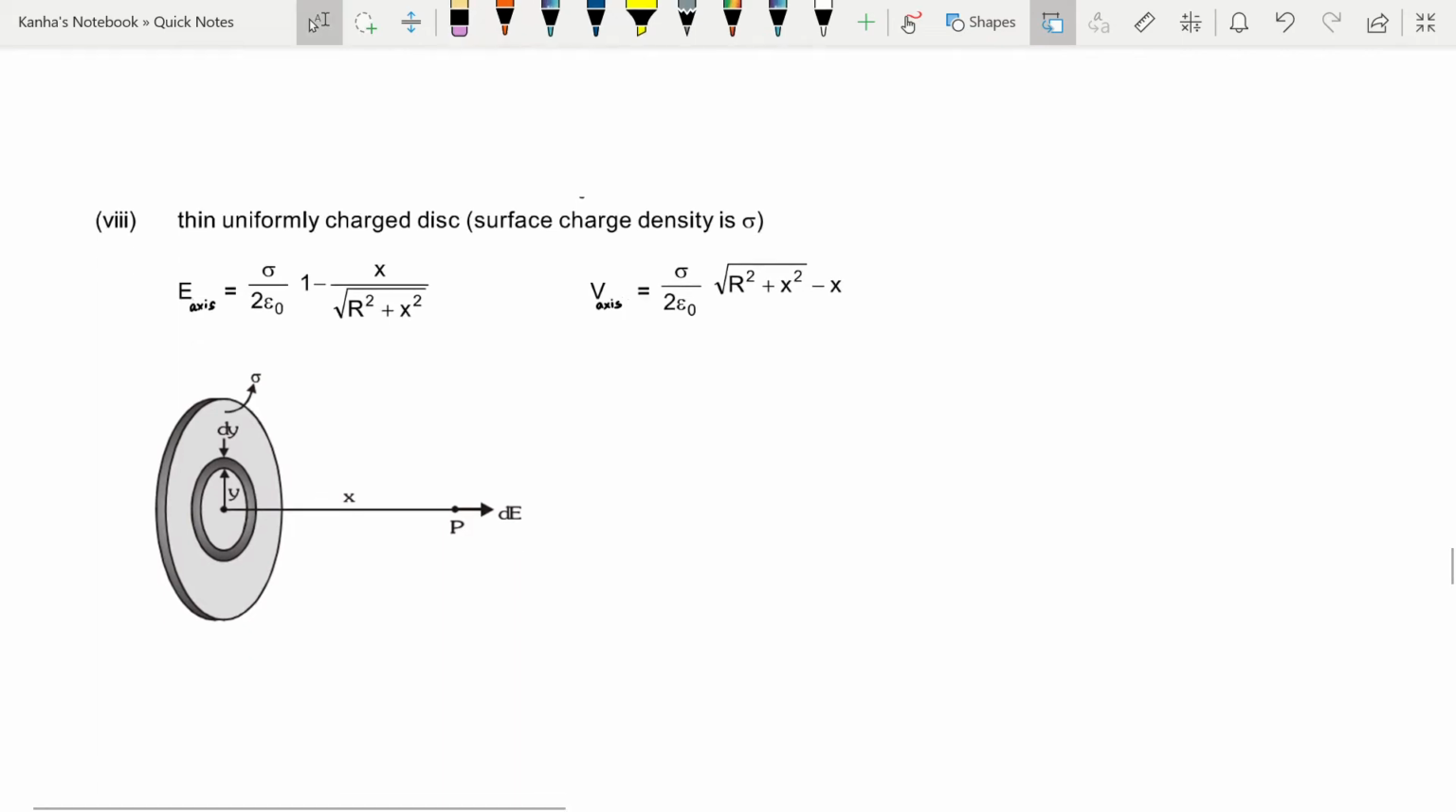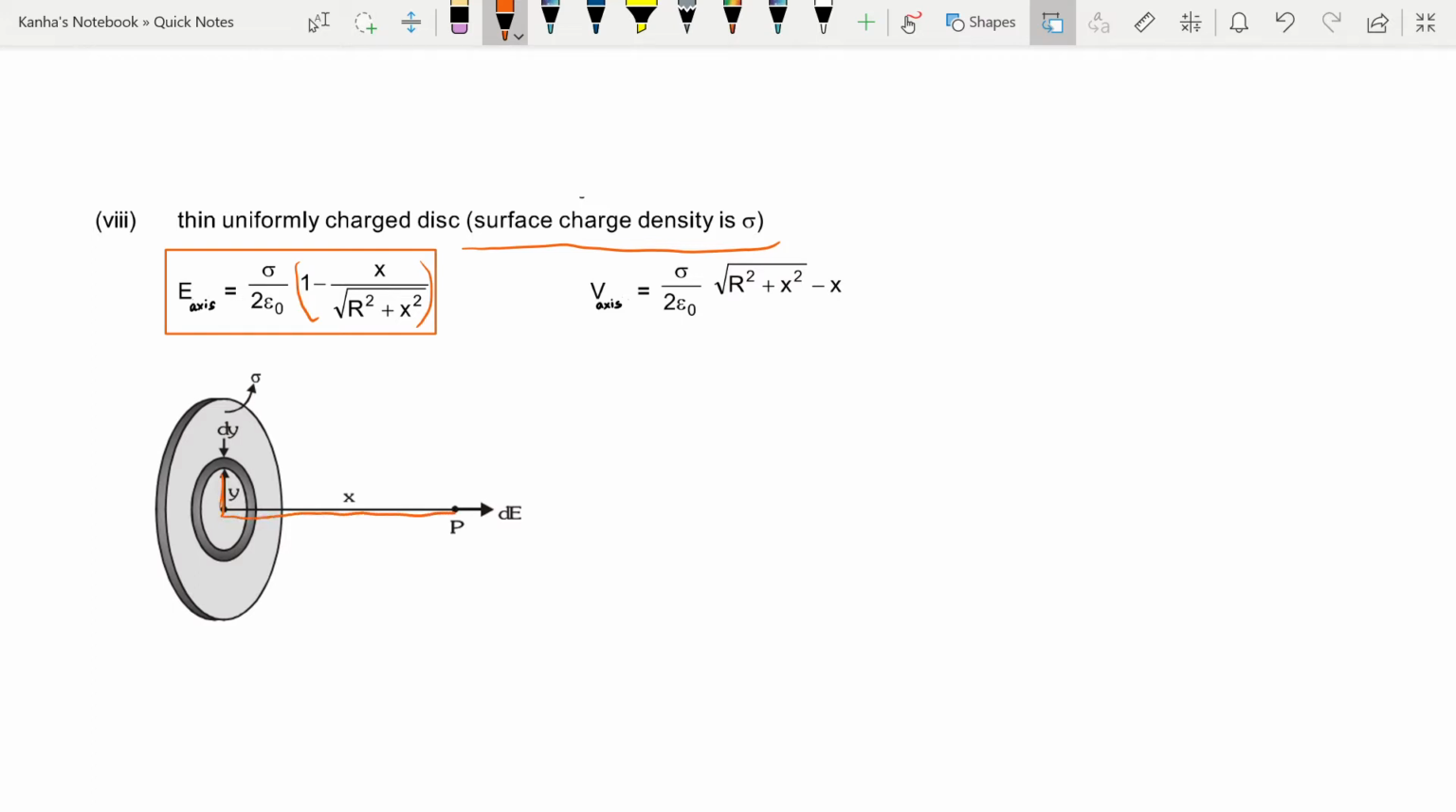Let's look at the next thing, which is thin uniformly charged disks. You are given a surface charge density as sigma. Okay, so you find that E on the axis is nothing but sigma by 2 epsilon naught into 1 minus x by root r square plus x square, where r is this radius, x is this distance, and this hypotenuse is nothing but root r square plus x square.